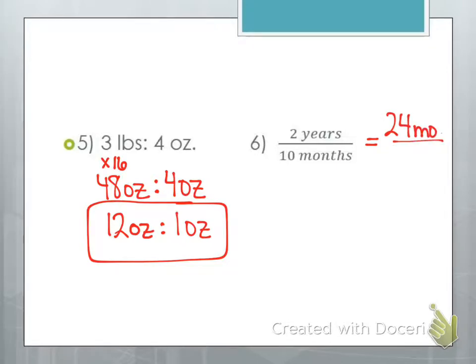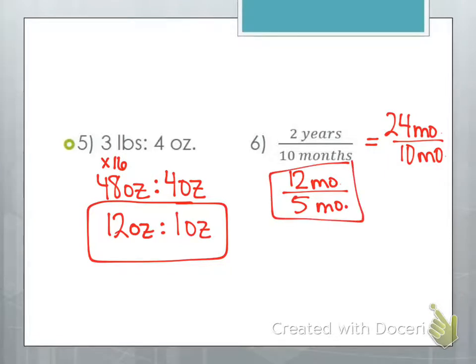24 months compared to 10 months. Both of those numbers are divisible by 2. 24 divided by 2 is 12, so we've got 12 months compared to 5 months. Make sure that you are converting your units before you simplify. If you simplify first, it might not work out right.